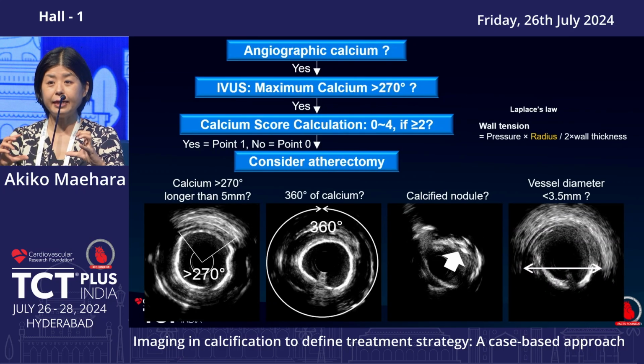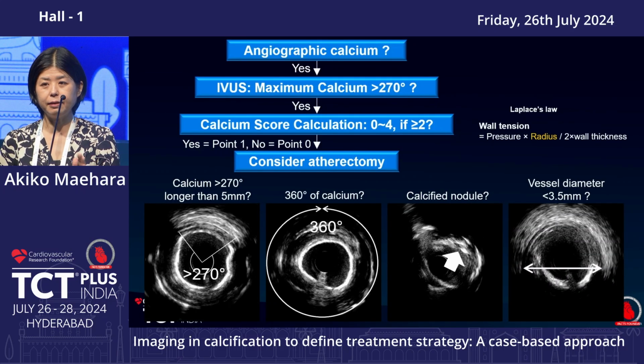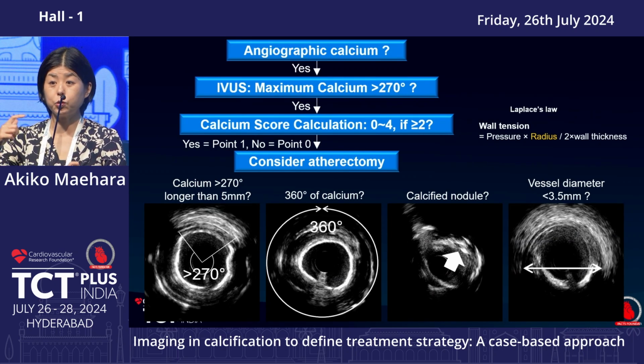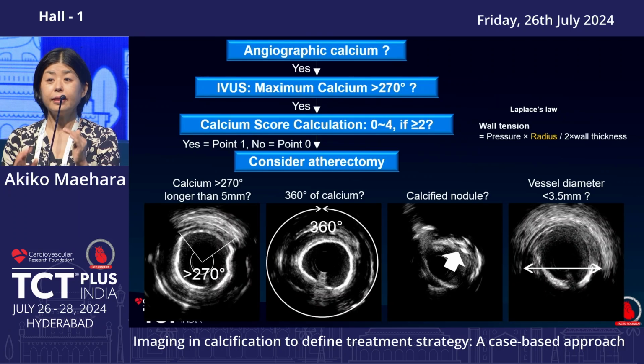Number 2 is the length. More than 270 degrees, longer than 5 millimeters. The total amount of calcium, which I showed in case 1, that's important. Number 3 is calcified nodule. Calcified nodule is really the marker of a chunk of calcium behind. That's important. Number 4 is vessel size.